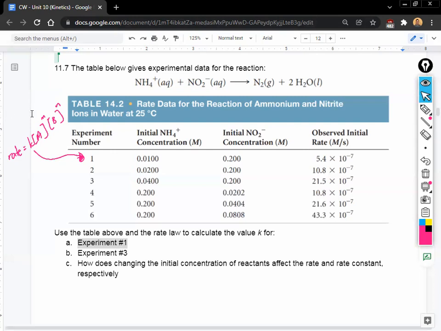Oh, one thing I forgot to mention: the M and N is usually going to be the coefficient in front of that compound. So M is going to be the coefficient for A, and N is going to be the coefficient for B. Sorry, I forgot to mention that. So if it's a 2, you would square the concentration.